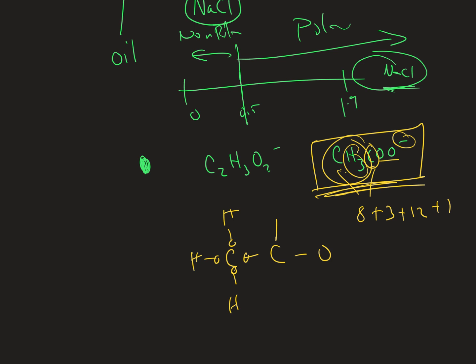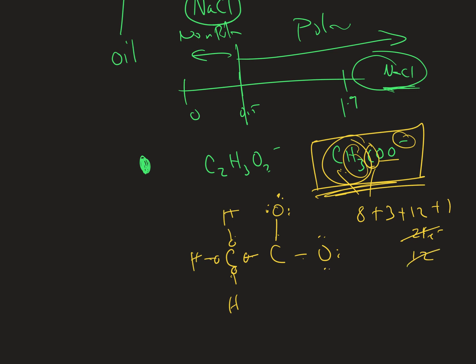Okay. So that is how many? 24. 24 electrons. There's an oxygen here, so that means we have 12 more. Where do we put them? Around oxygen. 2, 4, 6, 8, 10, 12. Okay, we used all of them.